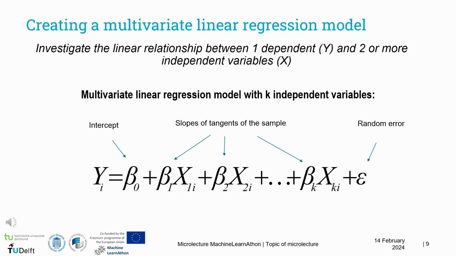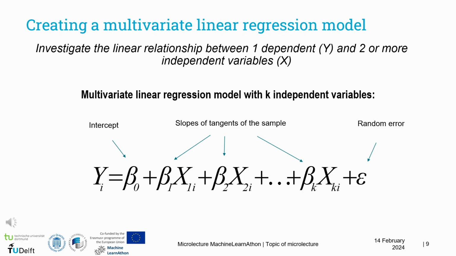In a multivariate model, we estimate the intercept and a set of coefficients, one for each predictor variable. These coefficients tell us how the dependent variable changes in response to a one unit change in a specific predictor, while all other predictors are held constant. This relationship is shown in the formula displayed on this slide.